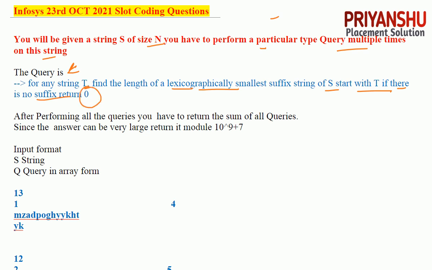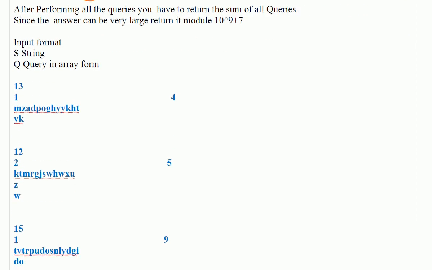Clear? For example guys, let's understand this better with a test case. The test case is: basically you have a string first, and after it you have a query array, in the form of characters or words. This one is the string length, then after that you have the query length, and after that you have the string and queries. For example, this one has two queries, so this one and this one.